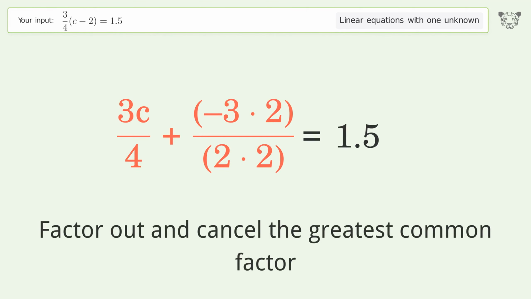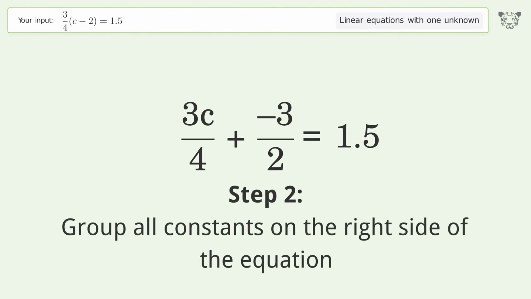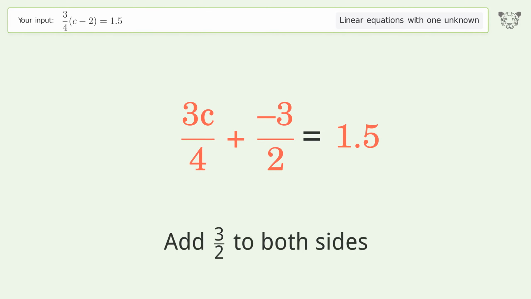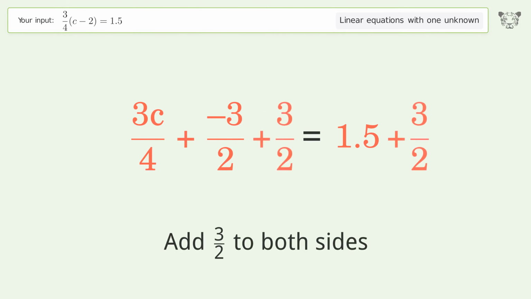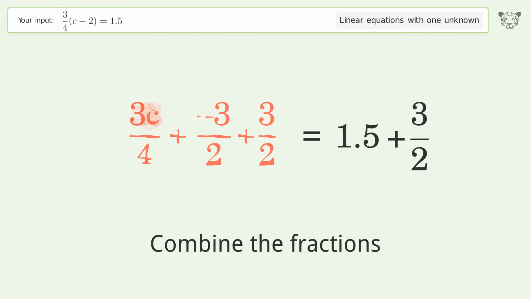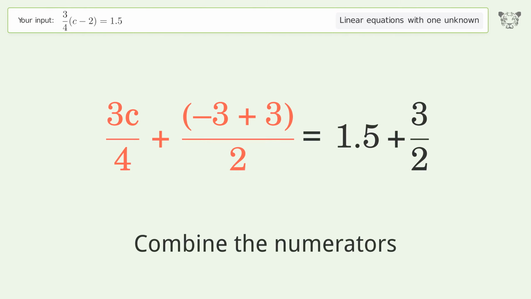Factor out and cancel the greatest common factor. Group all constants on the right side of the equation. Add 3/2 to both sides. Combine the fractions. Combine the numerators.